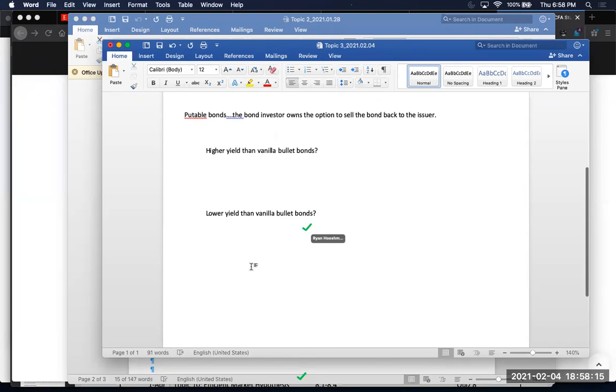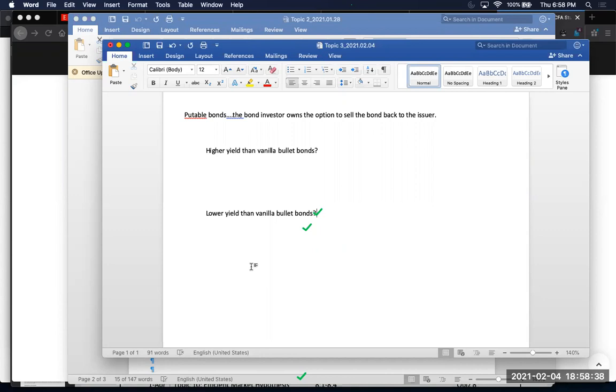Do they have higher yields or lower yields than vanilla bullet bonds? I see a check mark low on my screen. I don't know if that was an accident or not. So, one brave answer. Anyone agree or disagree?